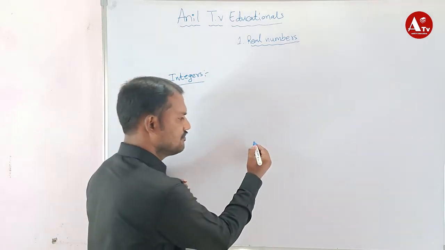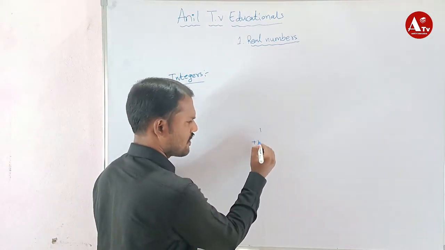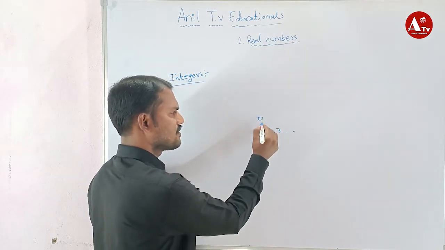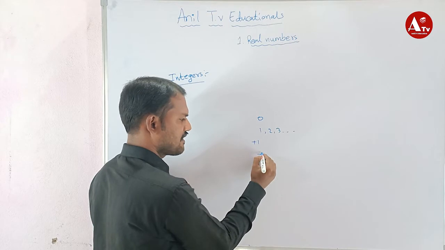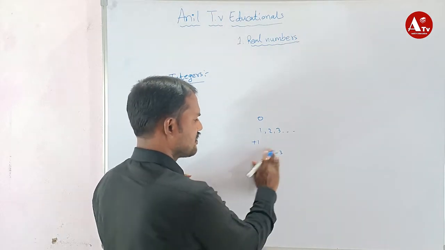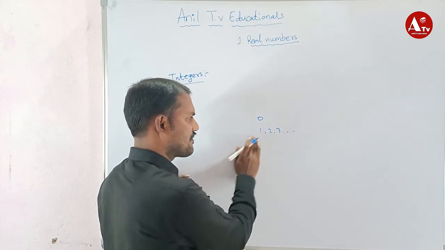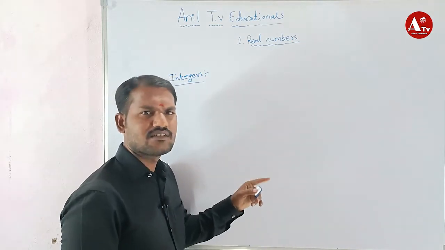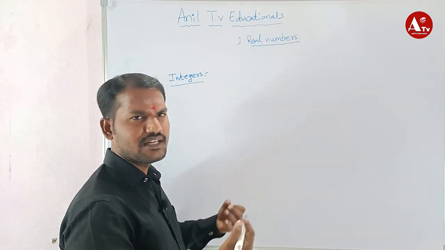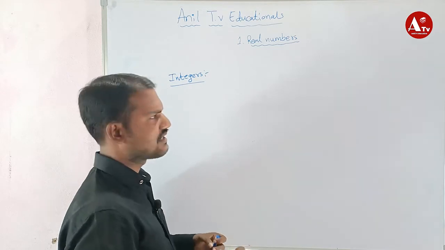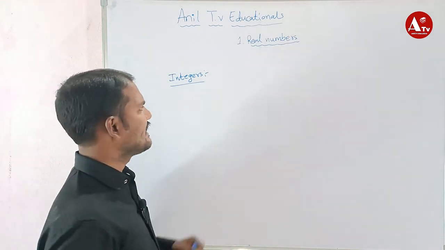See, +1 or 1, all these are positive integers. 0 and negative integers means -1, -2, -3. All this type of collection, all positive integers, 0 and negative integers, like positive numbers, 0, negative numbers, these all are called integers.